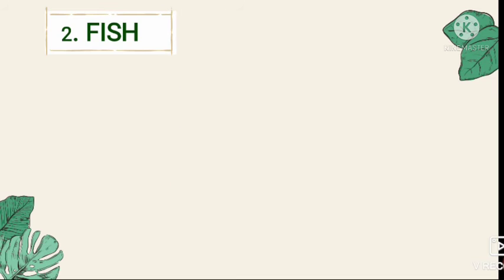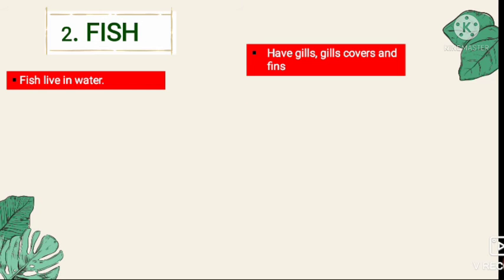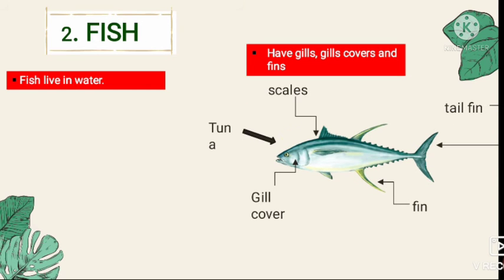Okay, next, let's talk about fish. What is the main characteristic of fish? They live in the water. They have gills. Look at these gills on their head. Gill covers, and then the fins. They could have upper and lower fins and also the tail fin. What is the function of the fins? They help them move in a direction. So the movement direction is helped by the fins.